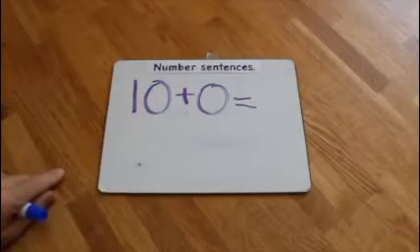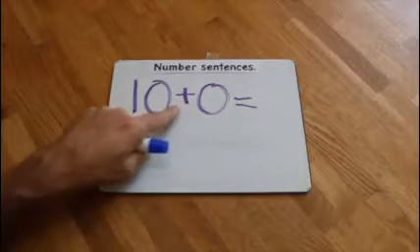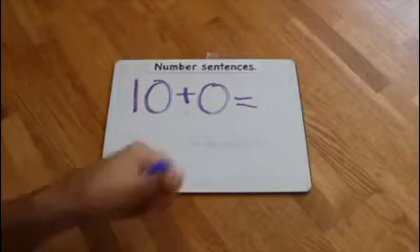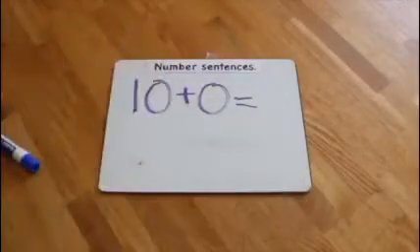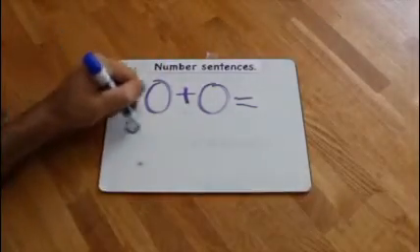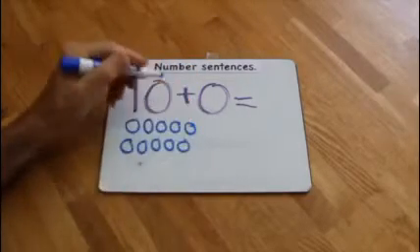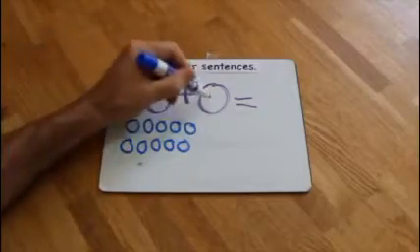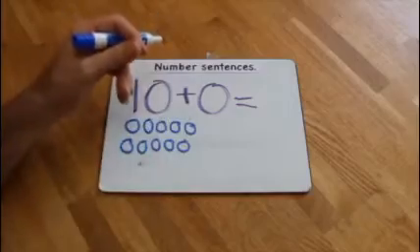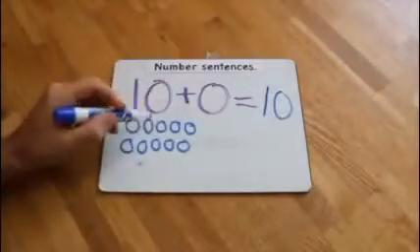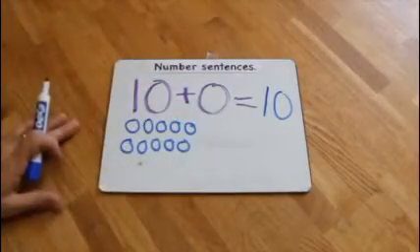Number sentences. 10 plus 0 equals. Remember that symbol plus. Mental math, fingers, or drawings. 10. 1, 2, 3, 4, 5, 6, 7, 8, 9, 10. Plus means to bring in more. How many more? 0. Bring in no more. So how many are all together? 10. 10 plus 0 equals 10. Remember, when you add 0, it doesn't change the number.